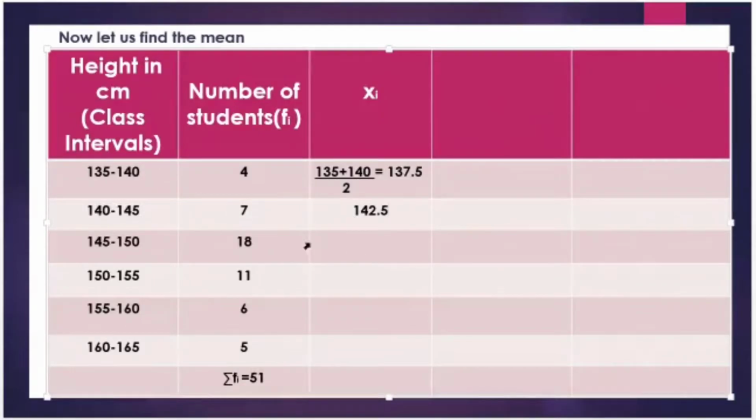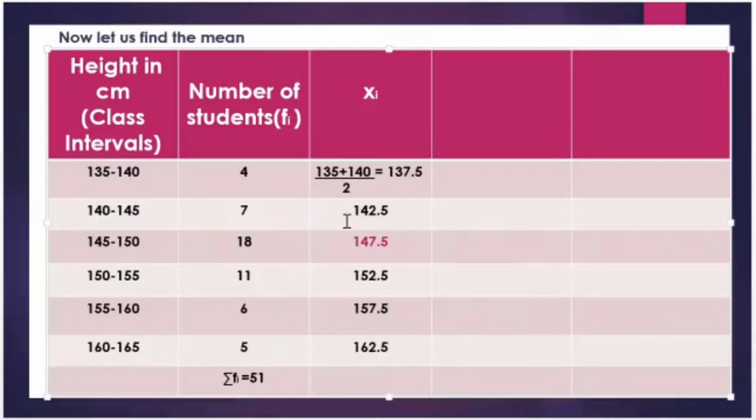I should be able to understand that because the class sizes differ by 5, automatically the class mark will also differ by 5. So 137.5, 142.5. Then I'll get 147.5. Then I'll get 152.5, 157.5, 162.5. So these are the class marks that I have got.